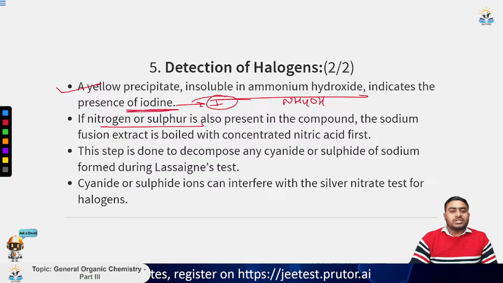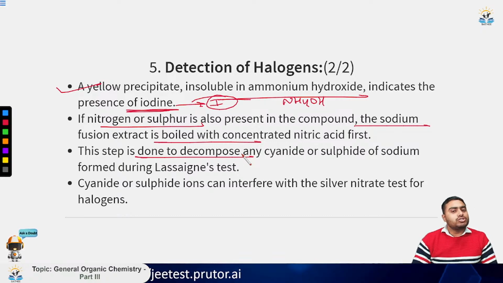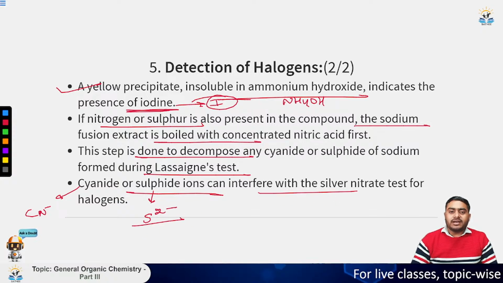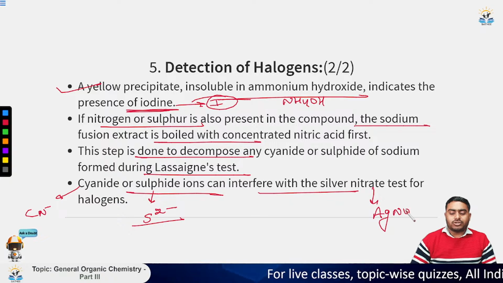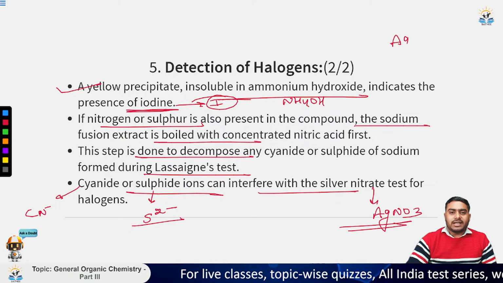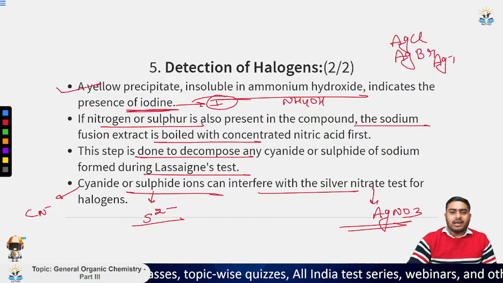If nitrogen or sulfur is also present along with halogens, the sodium fusion extract is boiled with concentrated nitric acid first. This step is done to decompose any cyanide or sulfide of sodium formed during the Lassaigne test. Cyanide ion CN negative or sulfide ion S2 negative can interfere with the silver nitrate test of halogens, because when AgNO3 reacts, you will get AgCl, AgBr, AgI, etc.